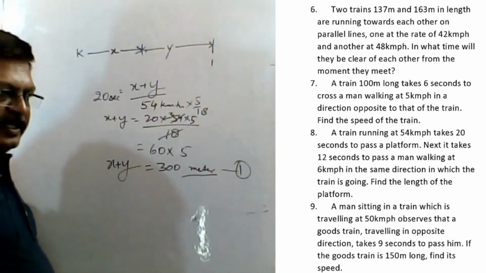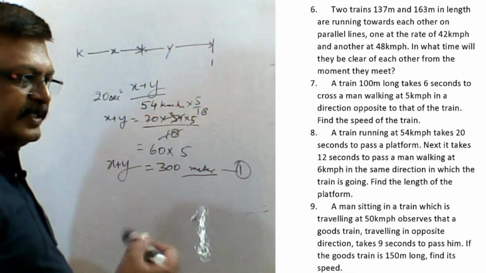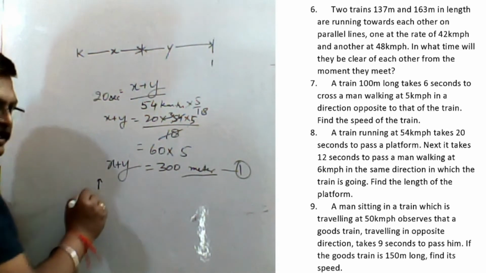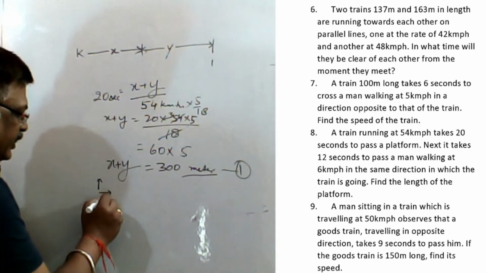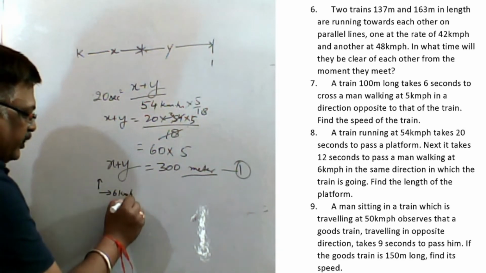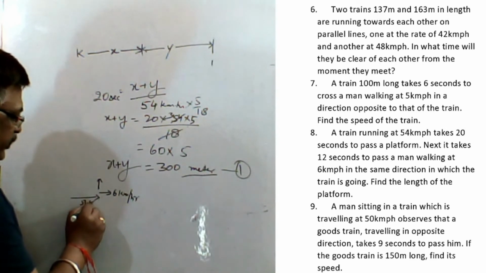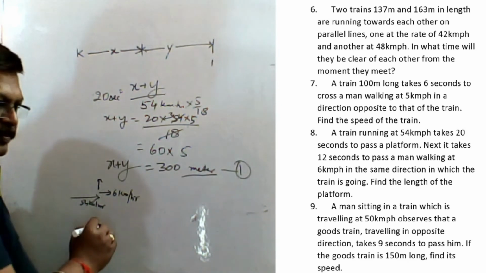Now next it's saying it takes 12 seconds to pass a man walking at 6 km per hour. So this is a man, he is walking at 6 km per hour in the same direction. The train is 54 km per hour. Here how much time will it take to pass him?